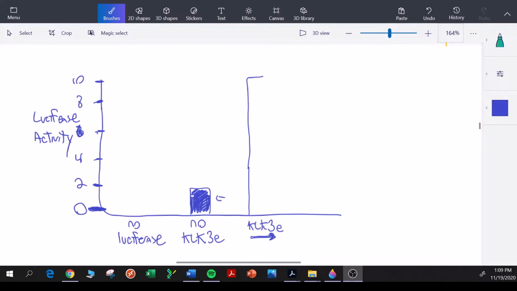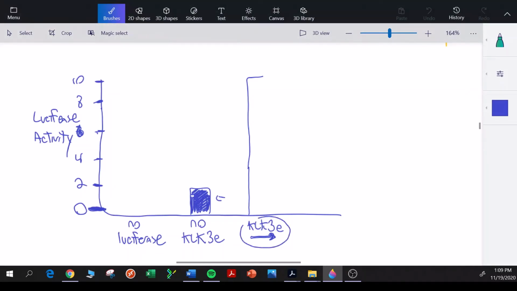Okay, so now we're taking a look at the plasmid with the KLK3 enhancer in the forward orientation. And what we're seeing is, whoa, a ton of luciferase activity, saying that the luciferase gene is being transcribed at much higher levels than in the plasmid with no enhancer. So the enhancer is working like we expected it to. Now, the same thing happens when KLK3 is in the reverse orientation.